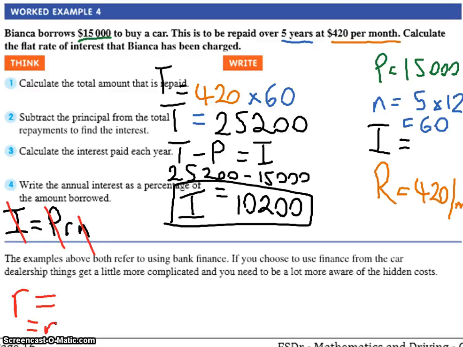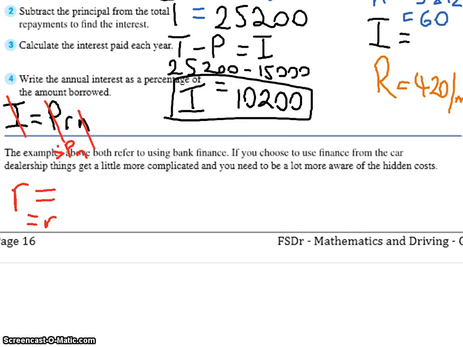How do you get rid of those two? Divide. It's P times R times N. So how do we get rid of something that's times? We want to divide this side by P and N, because that'll leave R by itself. And if we do it to this side, we've got to do it to the other side. So we end up with I divided by PN equals R.